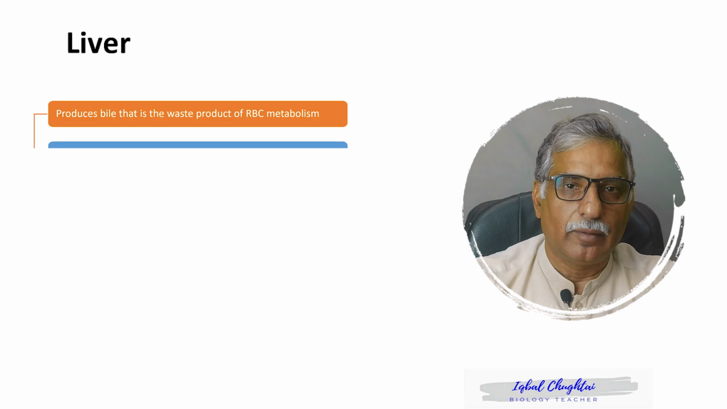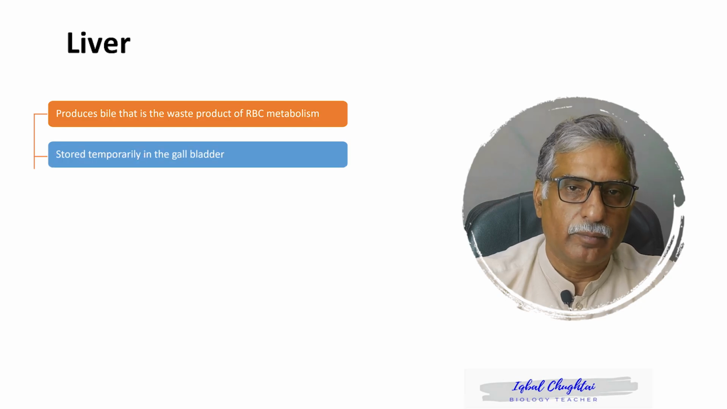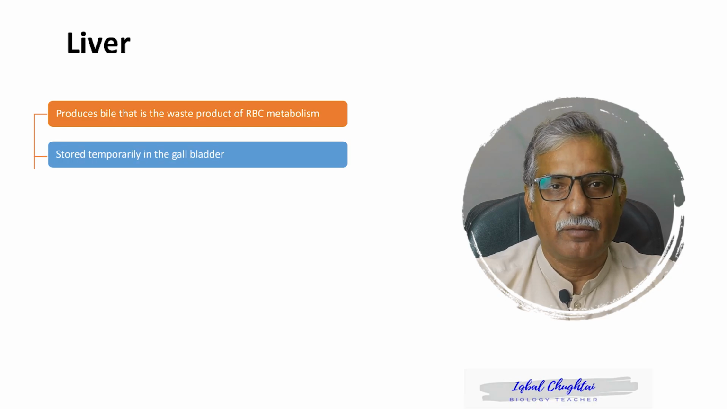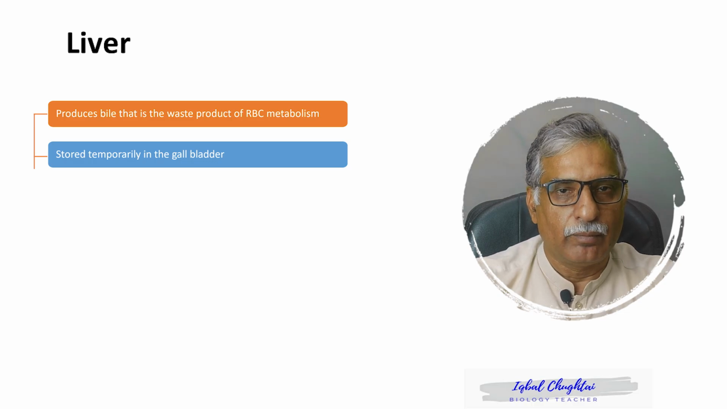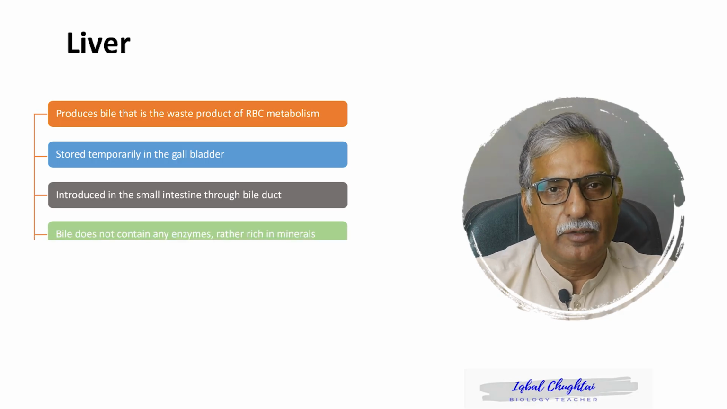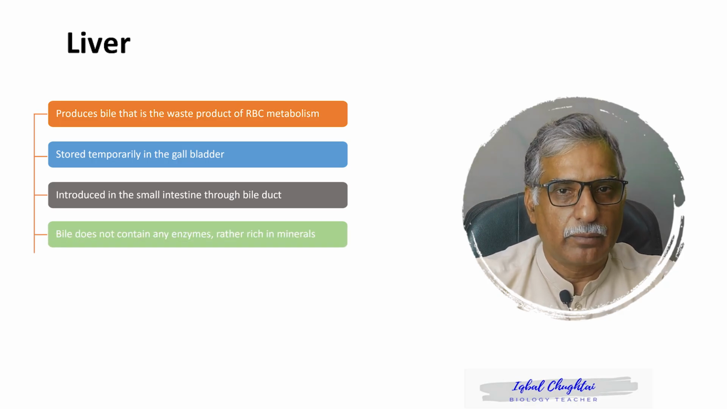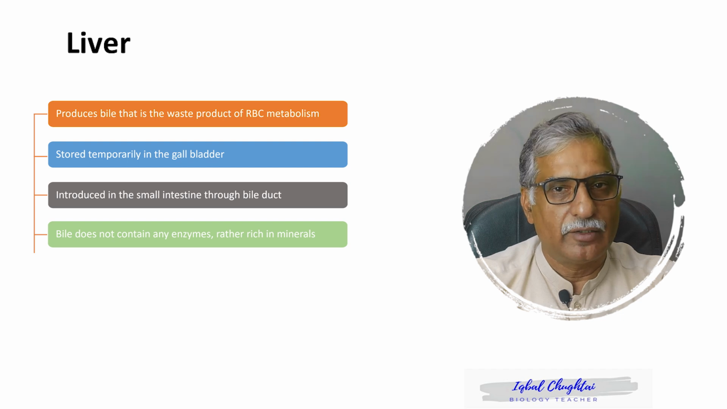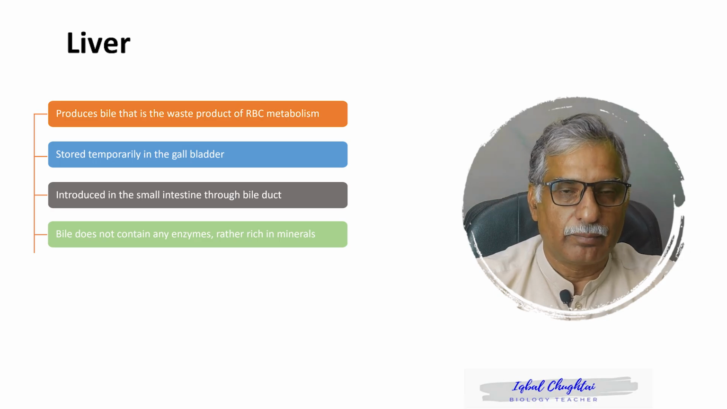The liver produces bile that is stored in the gallbladder, and when the digestive activity starts in the duodenum right after receiving chyme, a little bile is introduced through the bile duct into the duodenum part of the small intestine. This bile contains minerals and pigments, but does not contain any enzyme. It does not take part in the digestion of food directly, but it creates the environment that makes food digestion completed in the shortest time.